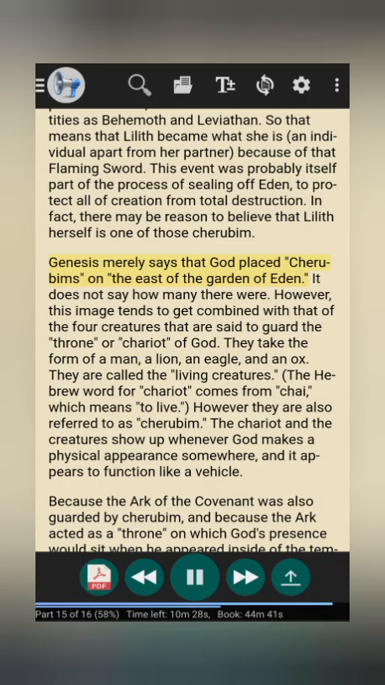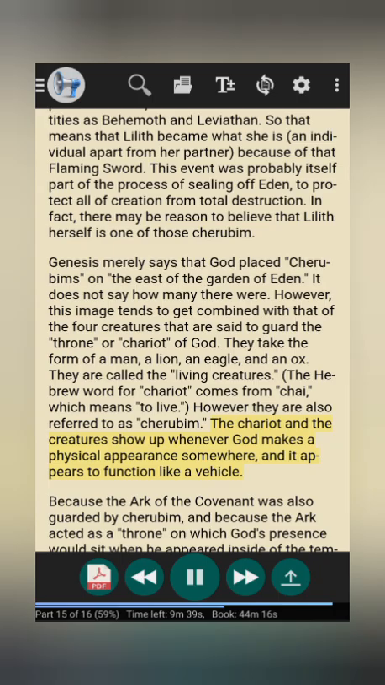Genesis merely says that God placed cherubims on the east of the Garden of Eden. It does not say how many there were. However, this image tends to get combined with that of the four creatures that are said to guard the throne or chariot of God. They take the form of a man, a lion, an eagle, and an ox. They are called the living creatures. The Hebrew word for chariot comes from chai, which means to live. However, they are also referred to as cherubim.